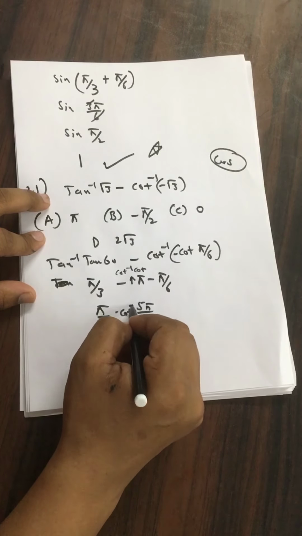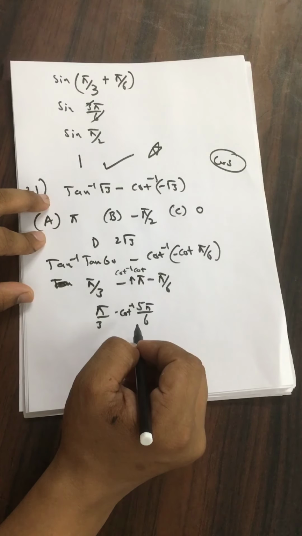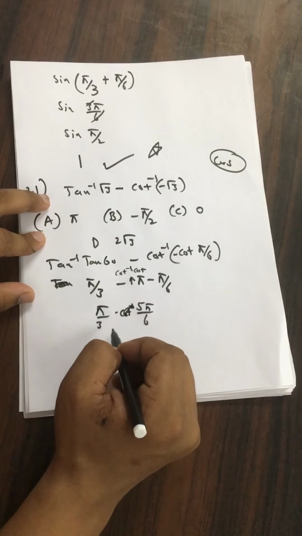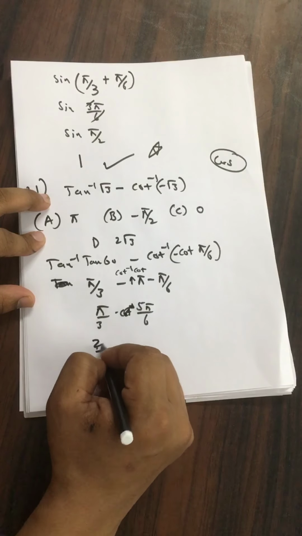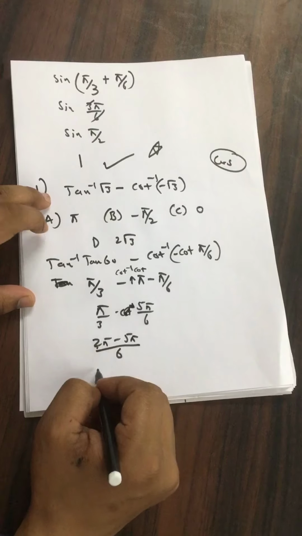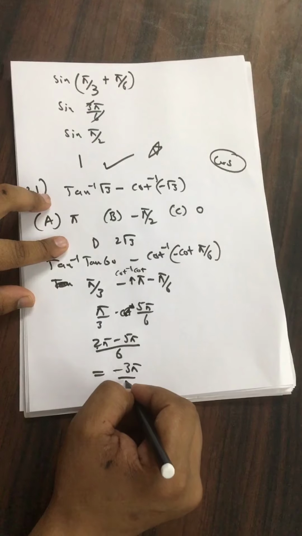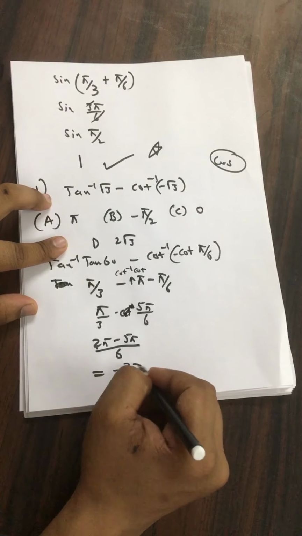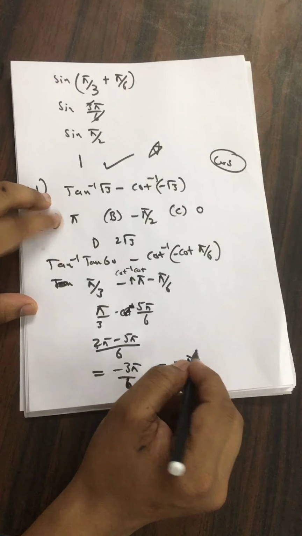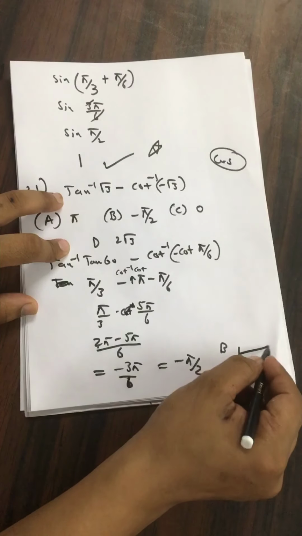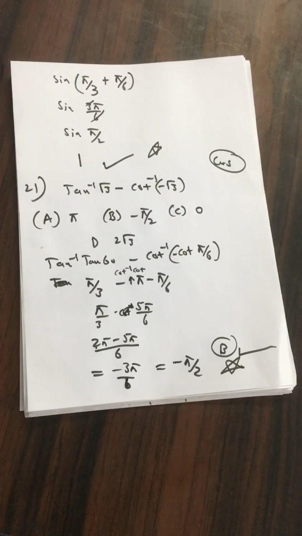So pi by 3 minus cot inverse cot 5 pi by 6. Cot cancels now, but no need to write. So this once you solve, take out LCM. LCM is how much? 6. So this is 2 pi minus 5 pi. So this comes how much? This is negative 3 pi by 6. You can cancel this. This becomes minus pi by 2. Which one is the correct option? Correct option is B. Got it? So here is a star mark for happiness.